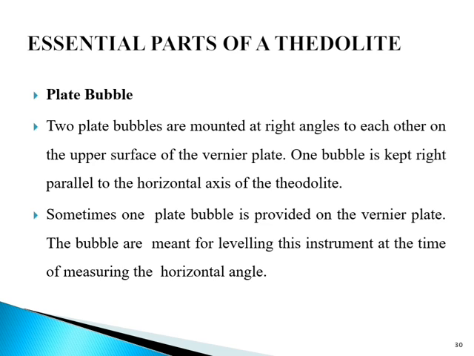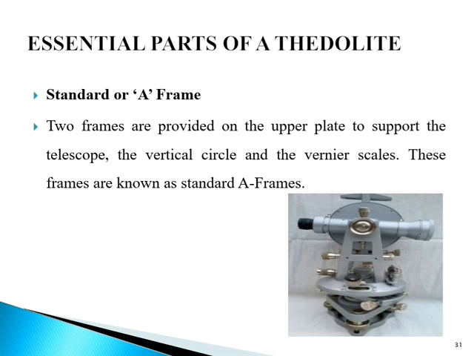Next is plate bubble. 2 plate bubbles are mounted at right angles to each other on the upper surface of the vernier plate. One bubble is kept parallel to the horizontal axis of the theodolite. Sometimes one plate bubble is provided on the vernier plate. The bubbles are meant for leveling this instrument at the time of measuring the horizontal angle.